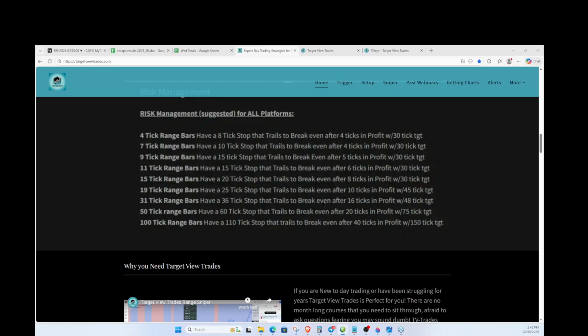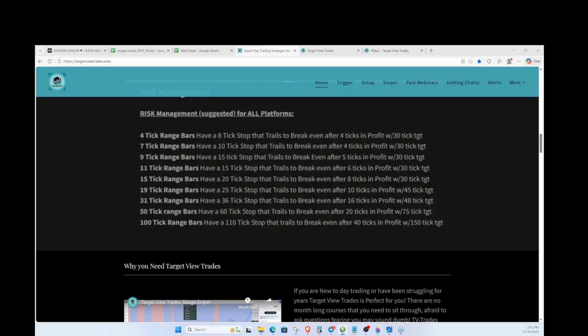Now it says trails to break even after 10 ticks in profit. I have it go to break even plus 4 ticks after 10 ticks in profit. That's a pretty simple thing to do if you're using Sierra Chart. If you're using something other than Sierra, then I'm not exactly sure how you would go about that. But if you're using Sierra Chart, then that's how you would do it.